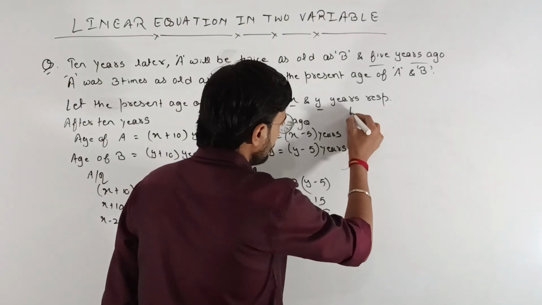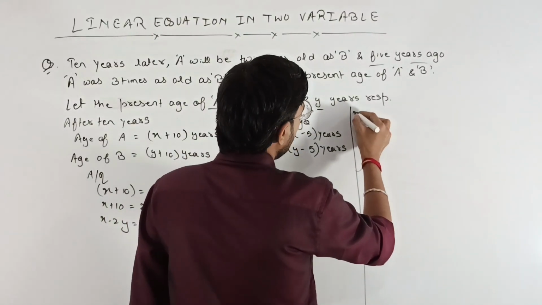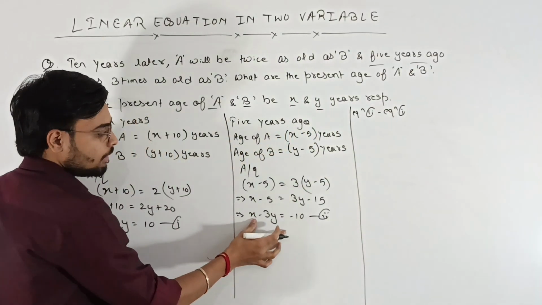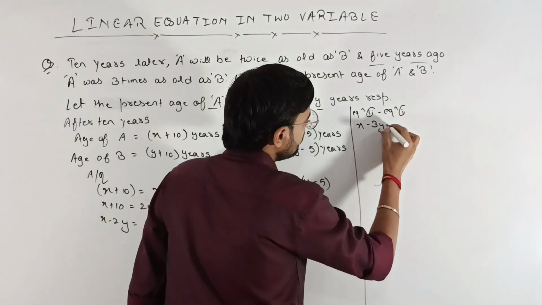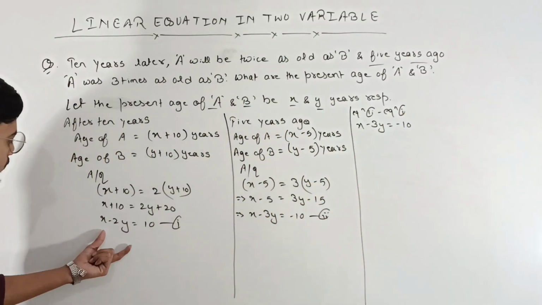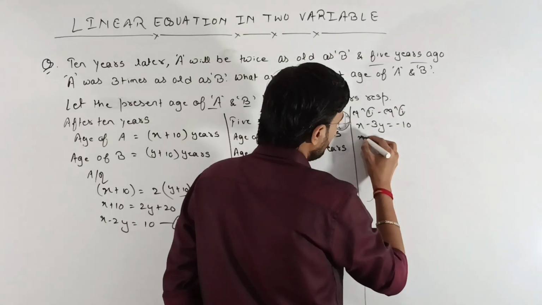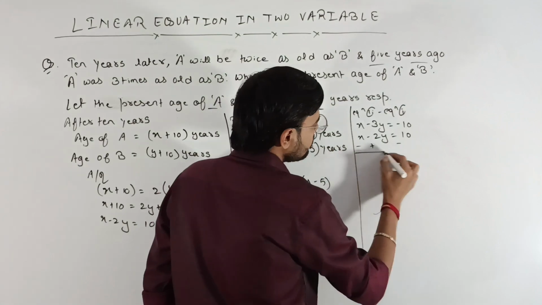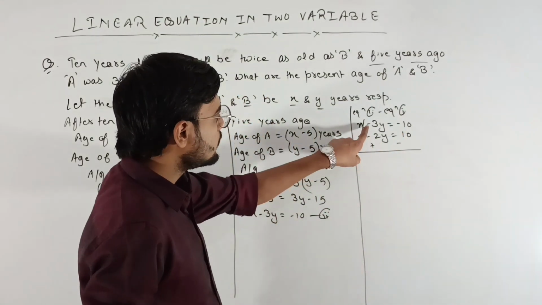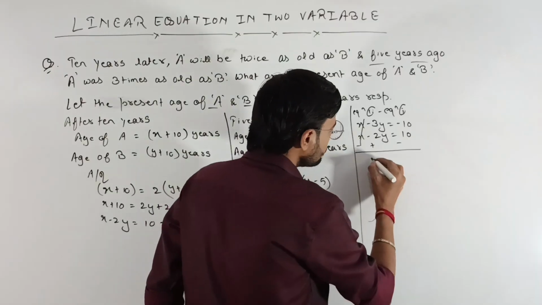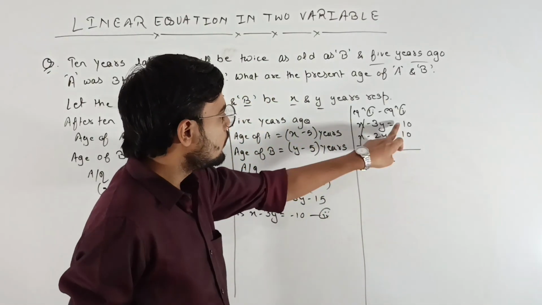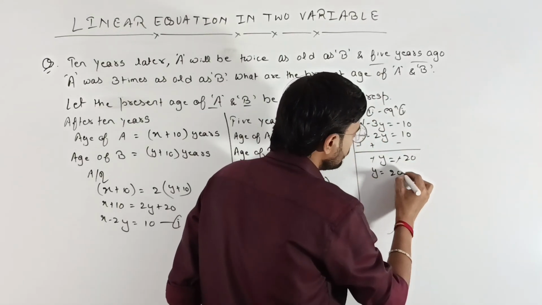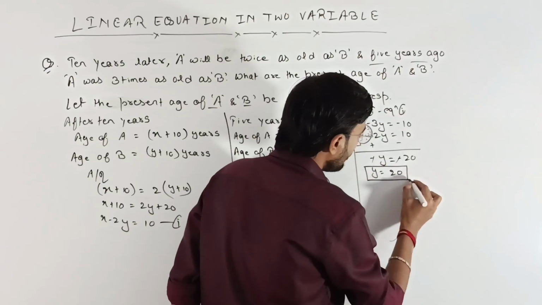Now look here, what I do: I subtract equation 2 minus equation 1. Equation 2 is x minus 3y is equal to minus 10, and equation 1 is x minus 2y is equal to 10. Now I subtract, the signs change, and x is cancelled. Minus 3y plus 2y is minus y, equal to minus 10 minus 10, which is minus 20. The minus signs cancel out, so y is 20.